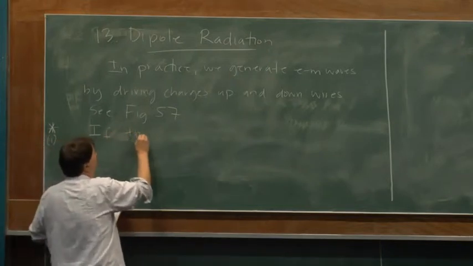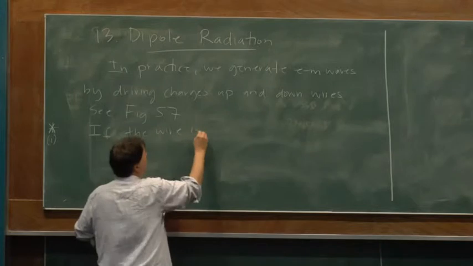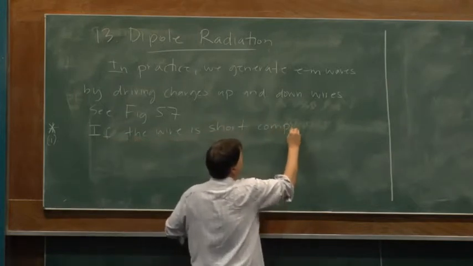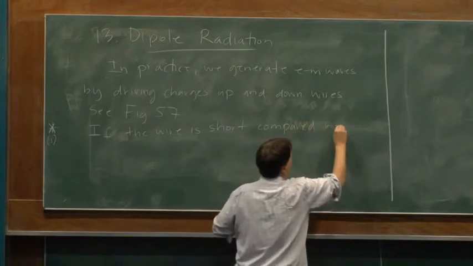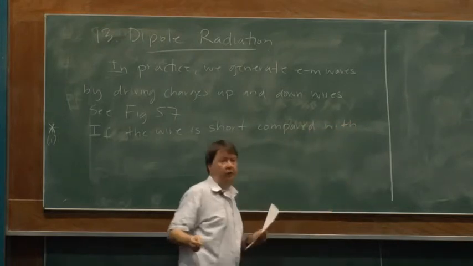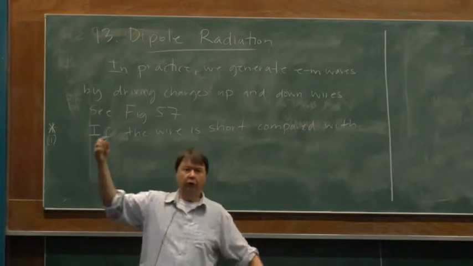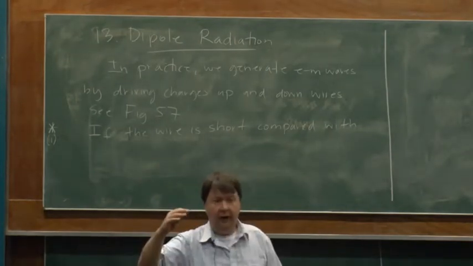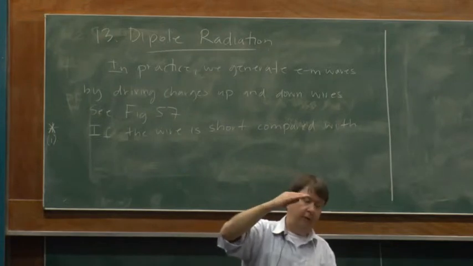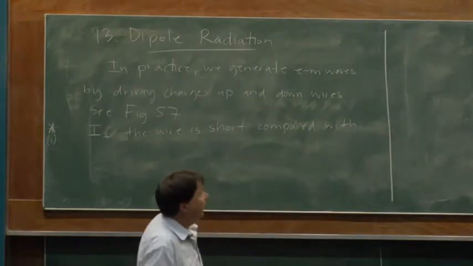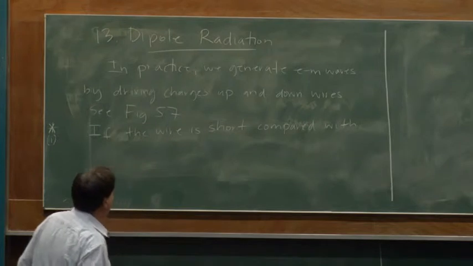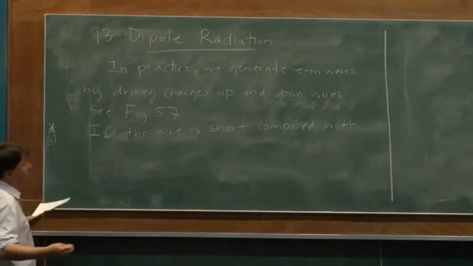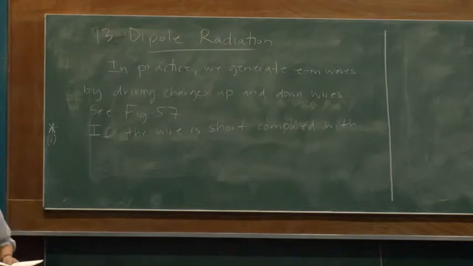If the wire is short compared with the wavelength, and obviously we don't tend to use 300 metre long wires, a typical radio transmitter, I'll bring one into the next lecture, you're talking about something which is definitely less than a metre. And so this would be a very good approximation for an ordinary size mast broadcasting in the medium wave.